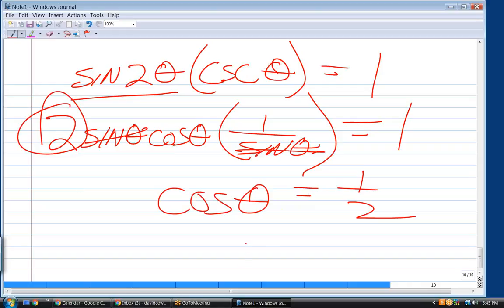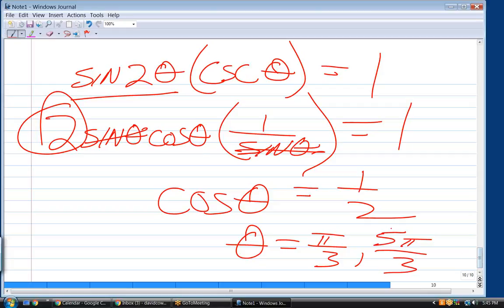Okay, so what's theta equal? Cosine theta equals 1 over 2. And where cosine is 1/2, that is pi over 3. And 5 pi over 3. Good.